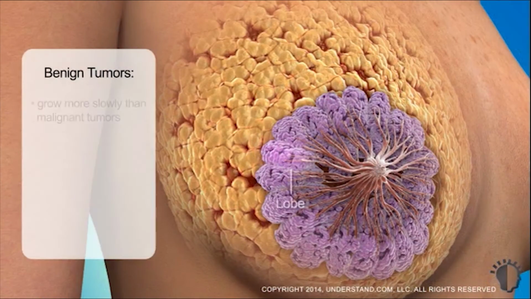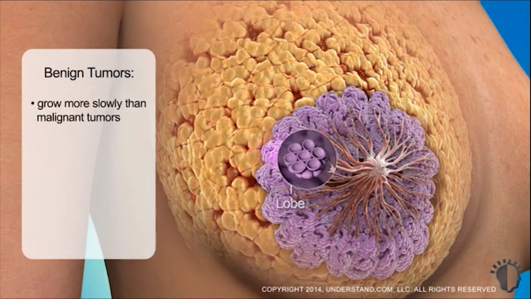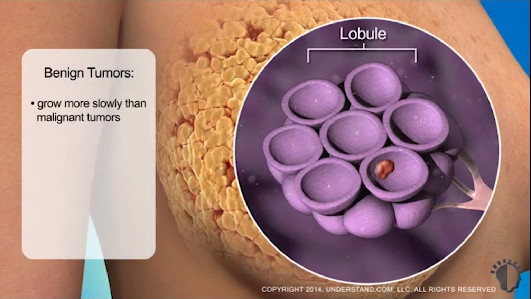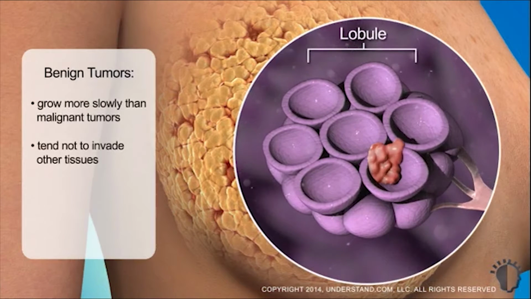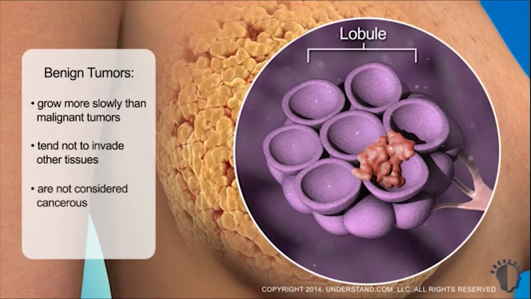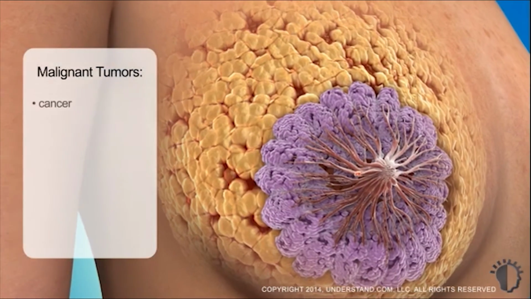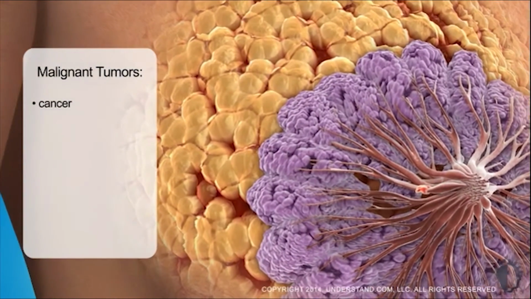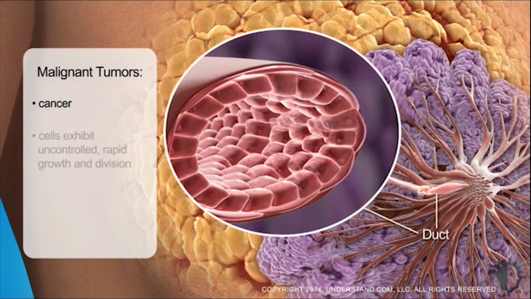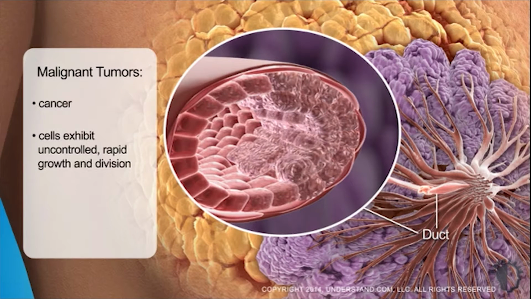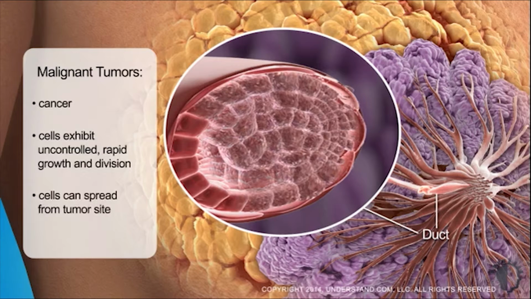Benign tumors generally grow slower than malignant tumors. They have more normal characteristics and tend not to invade other tissues. Since benign tumors don't spread, they are not considered cancerous. Malignant tumors are cancer. These tumors are characterized by cells with uncontrolled rapid growth and division that can spread from the tumor site and invade and harm other tissues.